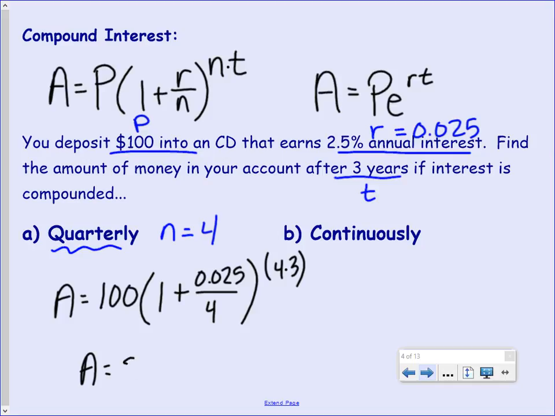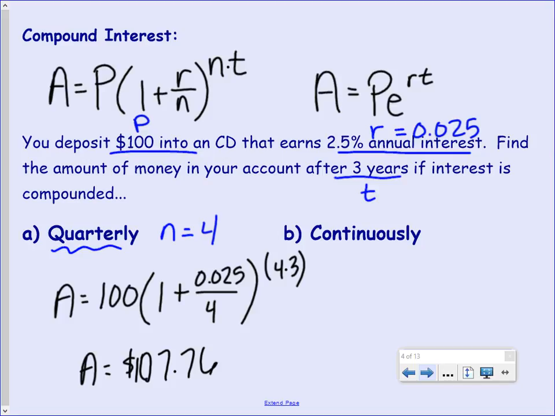I get $107.76, and I'm following rounding rules. So you plug that in and make sure that you can get that same value. If you don't get that value, let me know. I'll come around and I want to look at your calculator screen and see what you typed into there.